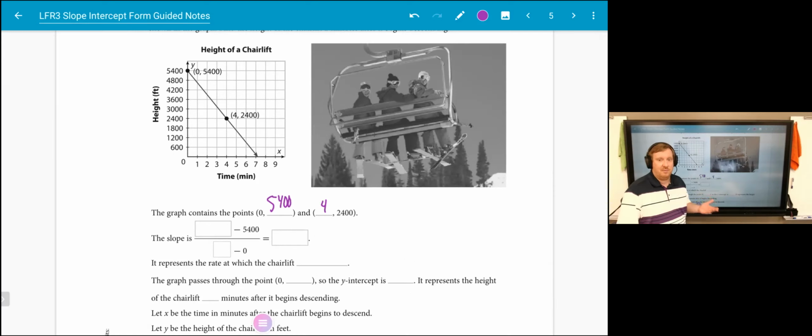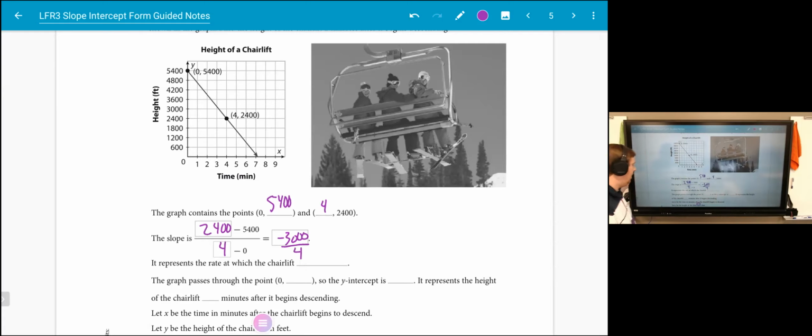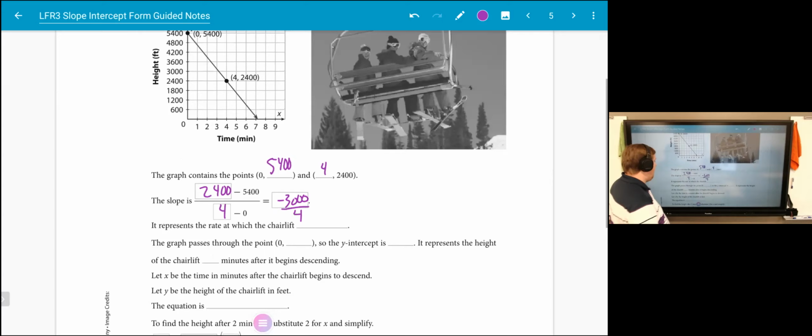How do we find slope? Two points to find slope. Fantastic. Let's do this here. So we've got 2,400 minus 5,400 over 4 minus 0. On the top, we get negative 3,000. On the bottom we get divided by 4. And what we're trying to do, this is going to represent the rate at which the chairlift descends.